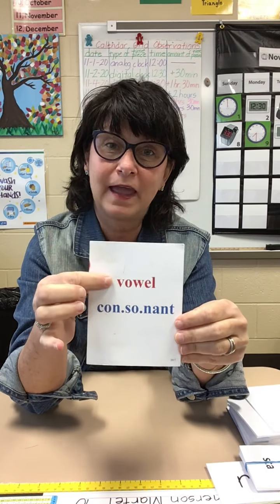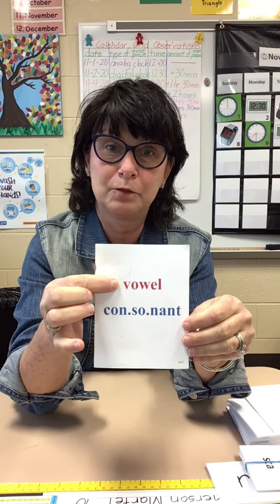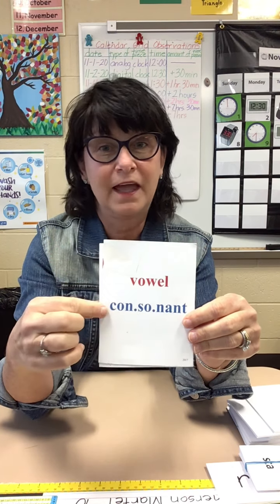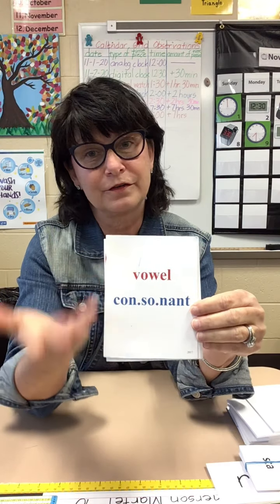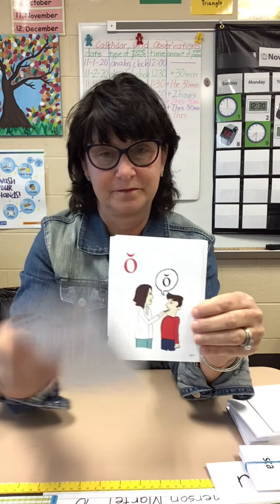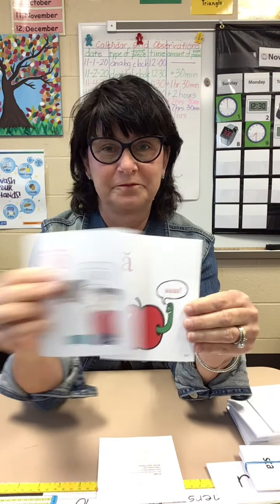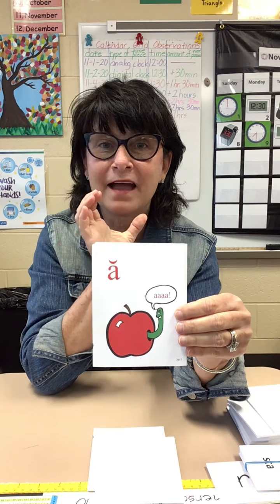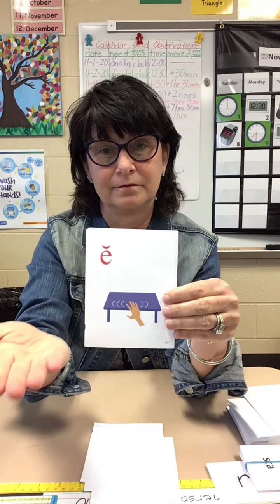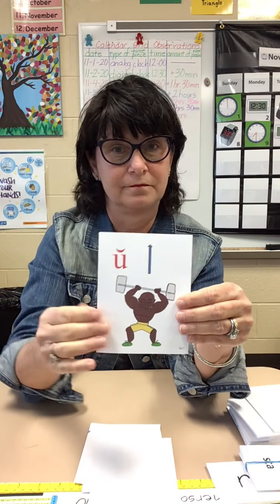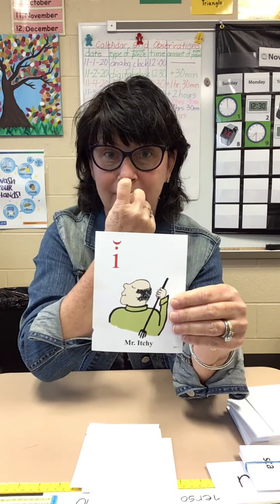A vowel is A, E, I, O, U, and sometimes Y. A consonant is all other letters. These are the short vowels. A, A, and I. Very good job.